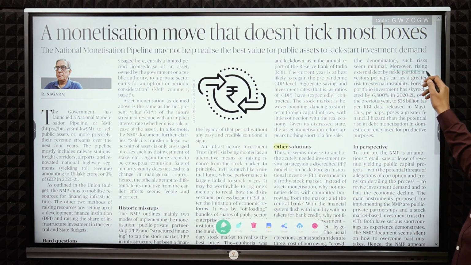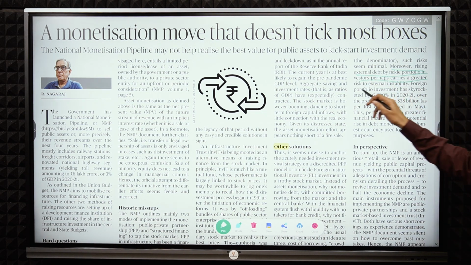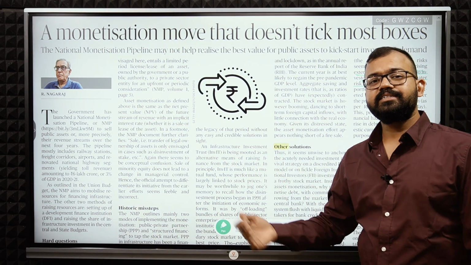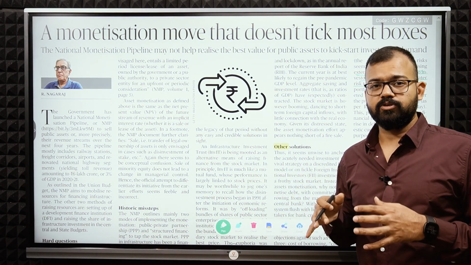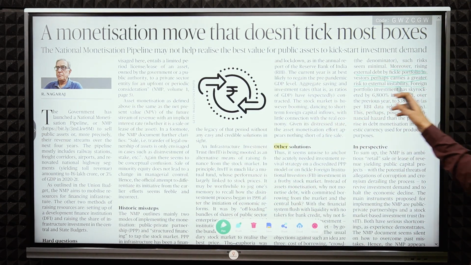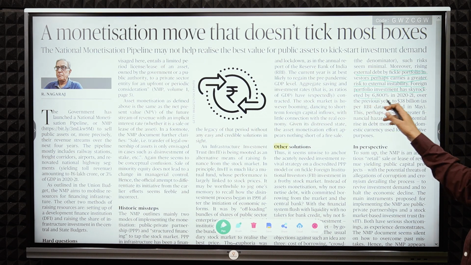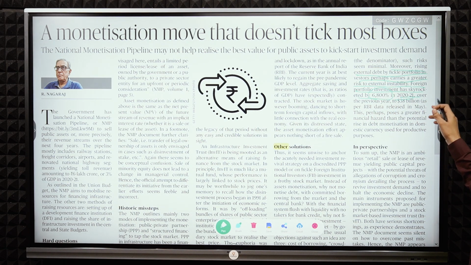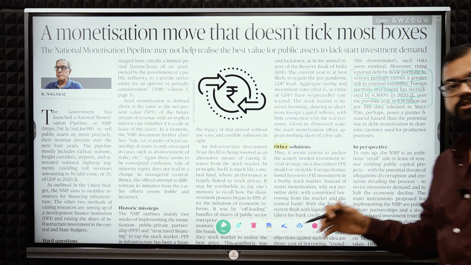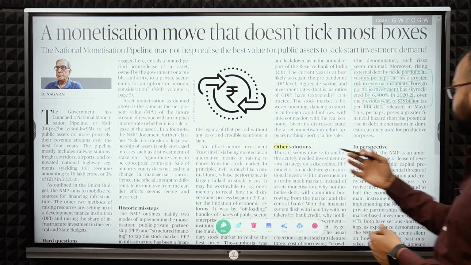So moreover, rising external debt by fickle portfolio investors perhaps carries a greater risk to external instability. Now, external instability creates a lot of problems domestically in our control, but external situations are not in our control. So foreign portfolio investment has skyrocketed by this much in 2020-21 over the previous year to 38 billion as per the RBI data. So you can see in answer writing also, you can just give a small data that will help you to substantiate your point. These are kind of evidence.